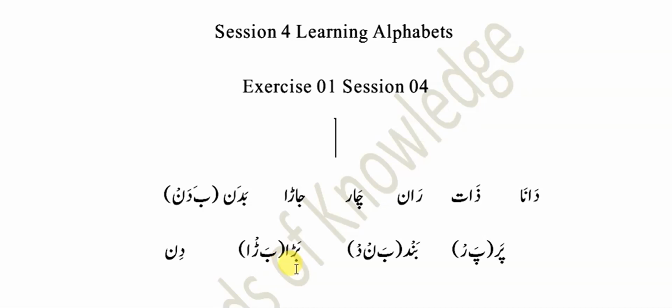Then it's bada, with be over zabar, be, re with sukoon sign and alif, bada. The last word is din. Dal with diacritical mark under it, it is called zer sign, and noon. Din. Okay, I pronounce all these for you now again.